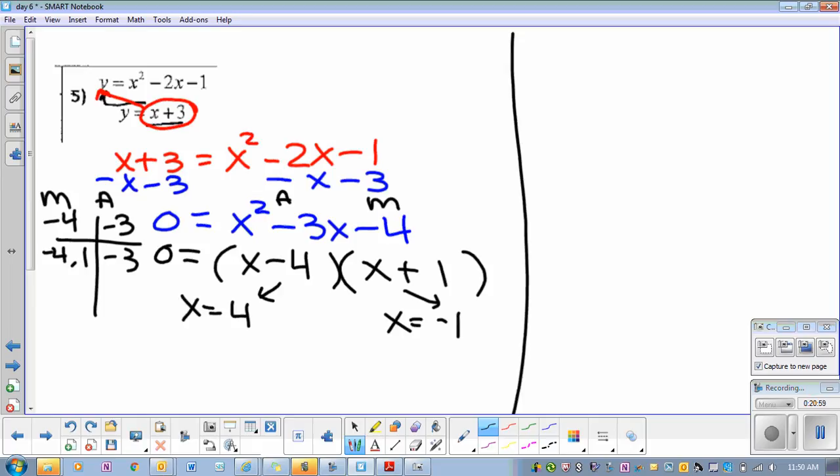4, negative 1. And you know what? Let's find our y's. Which one are you going to plug it into? Absolutely plug it into the second one. So if you have 4 plus 3, what is your y? 7. And what about negative 1 plus 3? 2. So this is actually a lot easier than number 1, right?